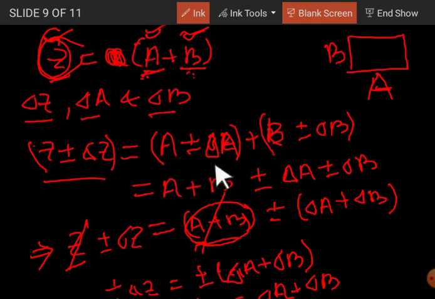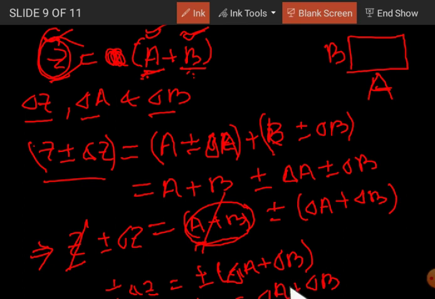Then you try to associate this a and b and the absolute errors, you keep it on one side, that means on the right side like this. So taking this plus minus common, you can write like this. A plus b is what? Z. So this z and this z will be cancelled, and so your delta z will be equal to delta a plus delta b. So as I said, when two quantities are added, the absolute error in the final measurement is the sum of the absolute error in the individual quantities.